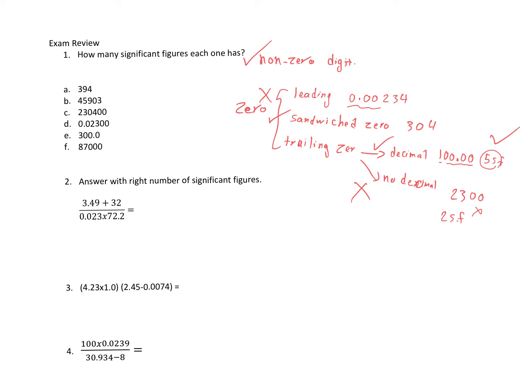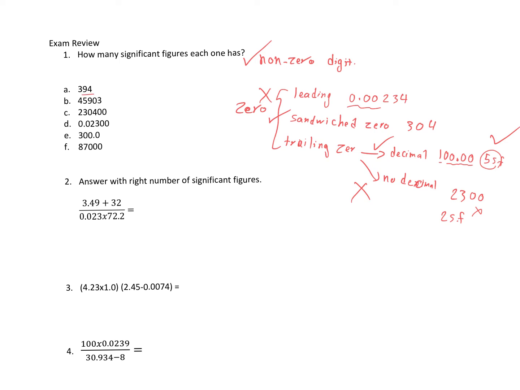Okay, so this is basically the summary. If it's a non-zero, it is a significant figure. If it's zero, it falls into these three categories: leading zeros, no; sandwich zeros, yes; and trailing zeros, it depends on the decimal place. So let's see if we can find the significant figures of these numbers.